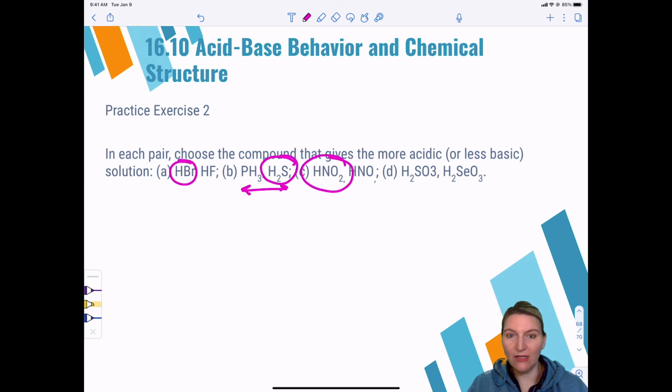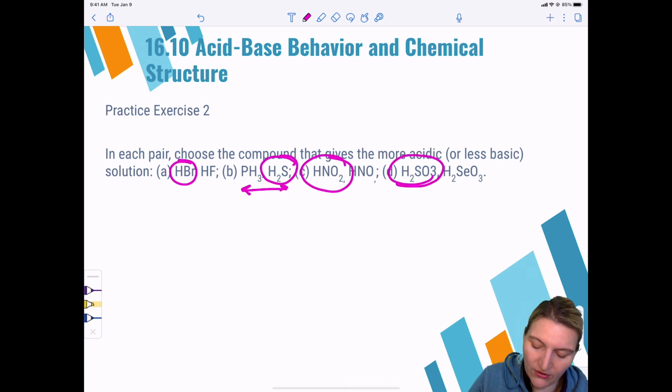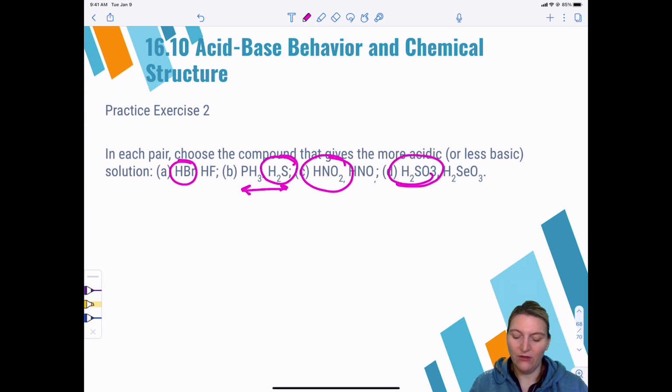And H2SO3 or H2SeO3. These are oxy acids. They have the same number of oxygen, so what's making the difference is the electronegativity of the central atom. Sulfur is more electronegative than selenium, so H2SO3 is the stronger acid.